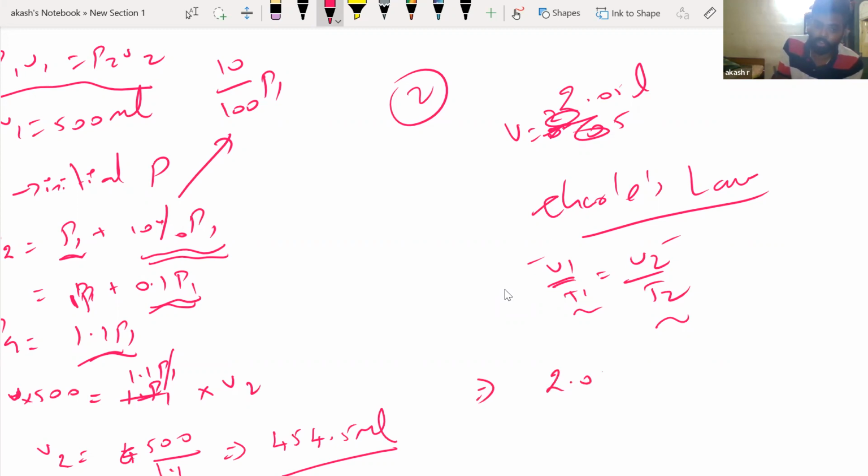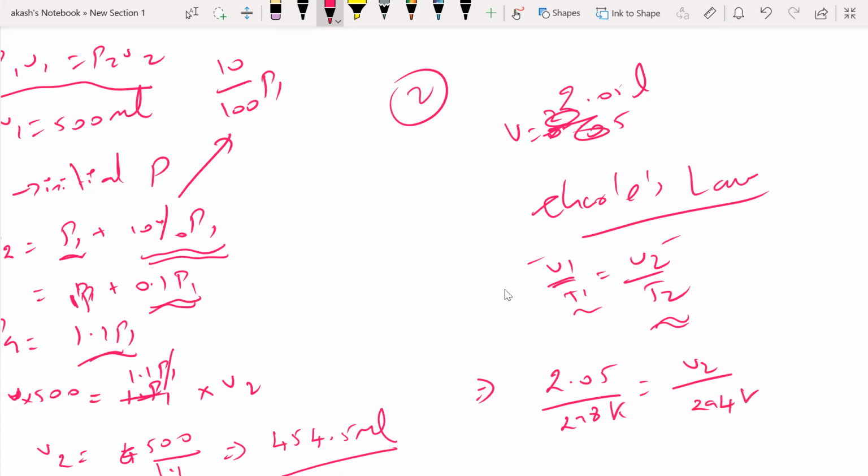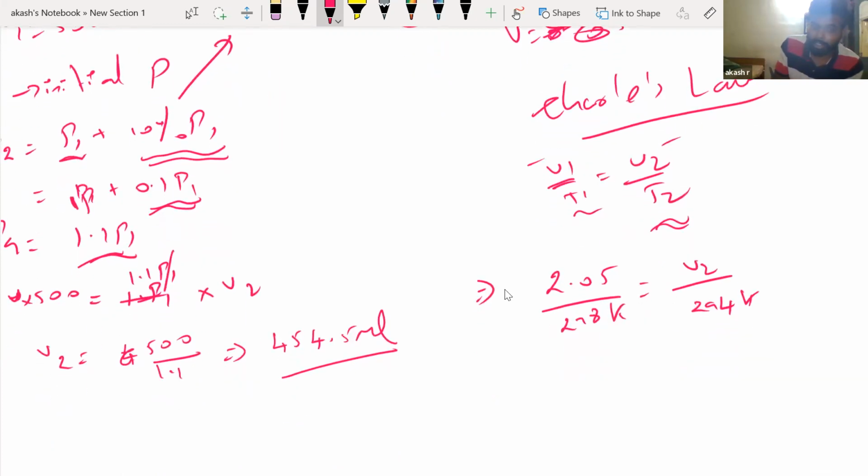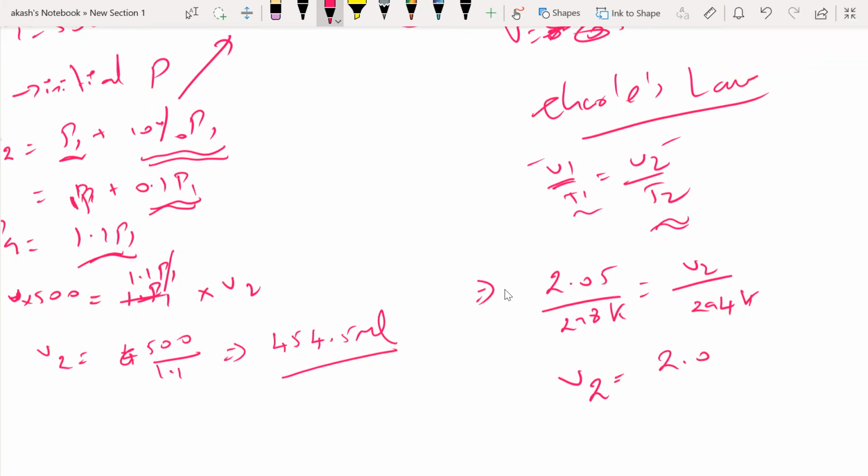Keeping all this in mind, we can substitute the values. The initial volume was 2.05 liters and the initial temperature was 5 degrees Celsius. So 273 plus 5 becomes 278 Kelvin. V2 is what we have to find, and the temperature T2 is 21 degrees Celsius, so 21 becomes 294 Kelvin. If you do the calculations properly, you'll be able to find the final volume of the gas. That will be around 2.16.